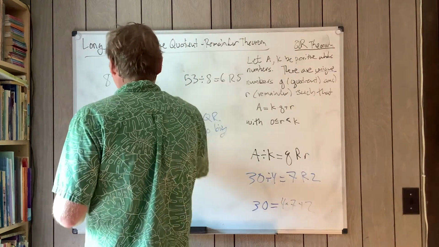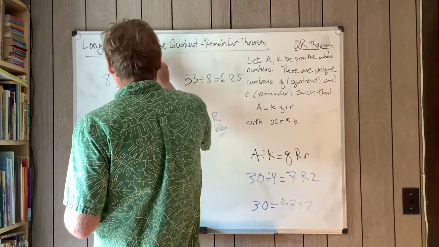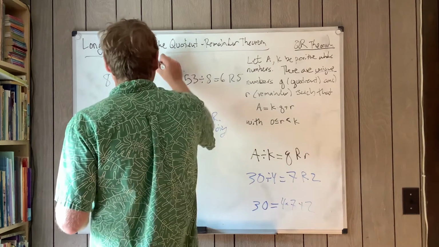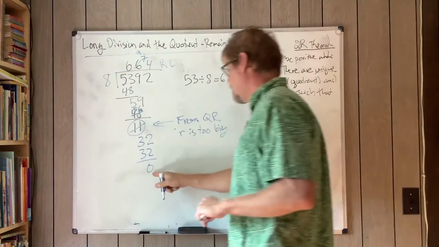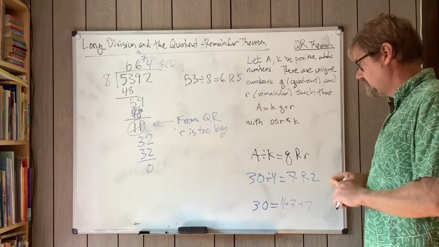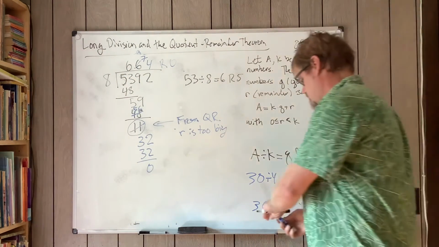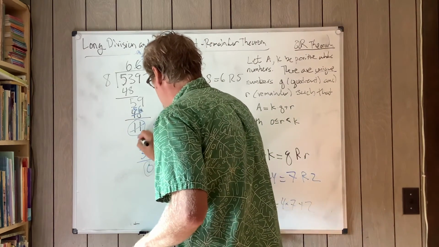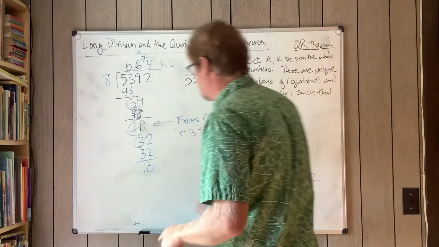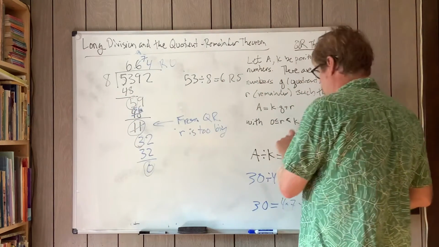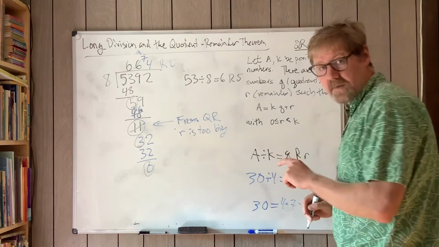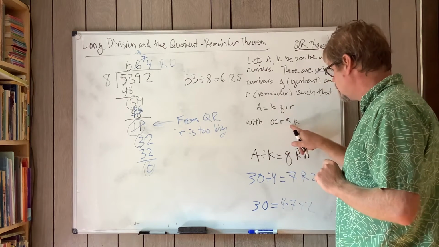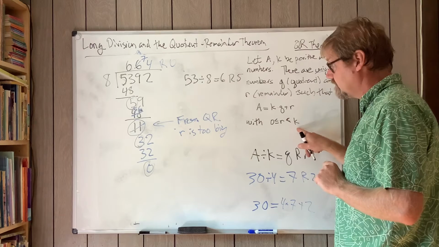Then let's finish this off. 32 divided by 8 is 4. Wow, look at that. And 0. So I got a remainder 0. Those are my remainders: 5, 3, and 0. And 0 can be a remainder, because it's greater than or equal to 0 but strictly less than K, which is 8 in this case.